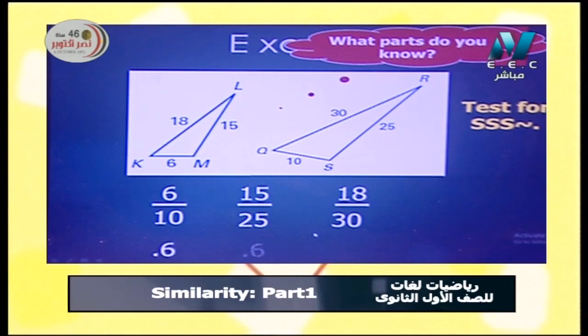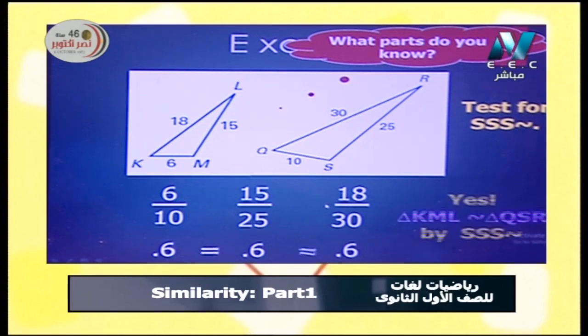We try to find out the ratio. It's 0.6, 0.6, 0.6, so they are proportional. Therefore the two triangles will be similar. Yes, triangle KML is similar to triangle QSR by SSS similarity, or side side side similarity. Let's move to the next example.